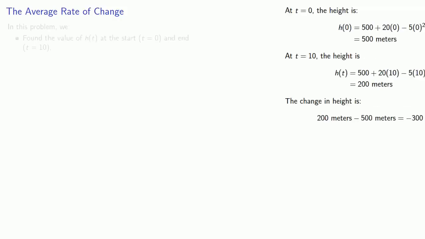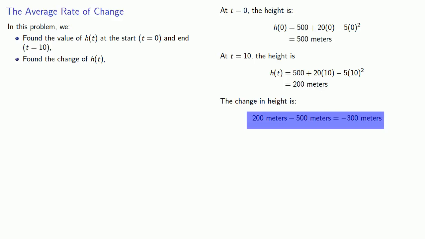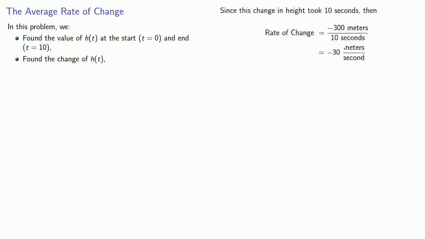Now, just to recap what we did in this problem, we found the value of our height at the start, t equals 0, and at the end, t equals 10. And this allowed us to find the change of our height. And that was going to be the difference between where we were at the end minus where we were at the beginning. We also found the change in t, and that was also end minus beginning. That was 10 minus 0.